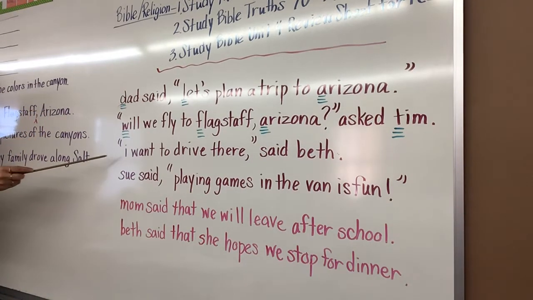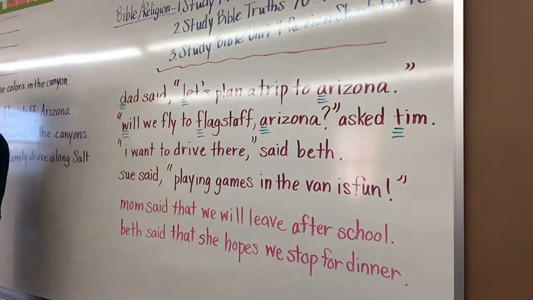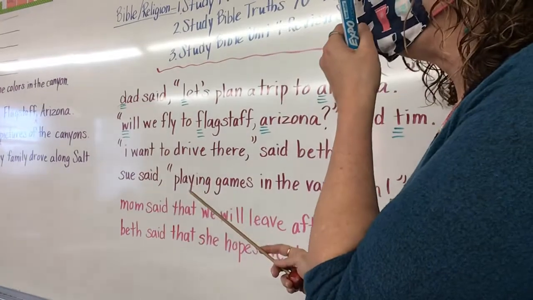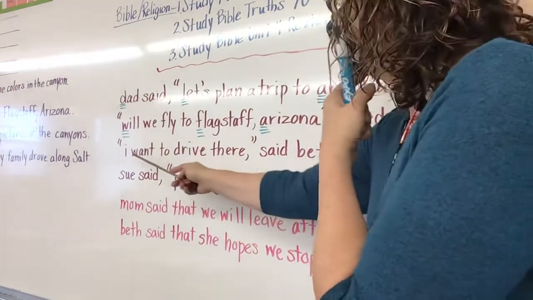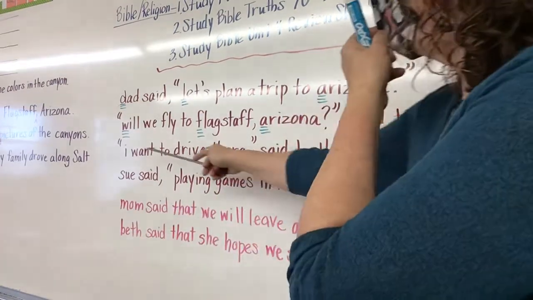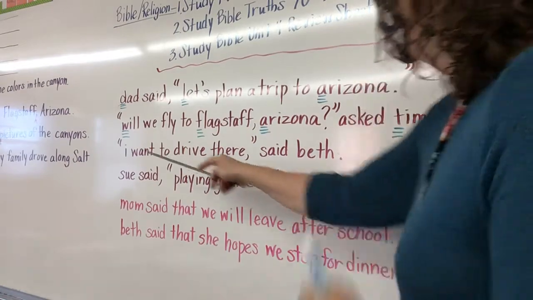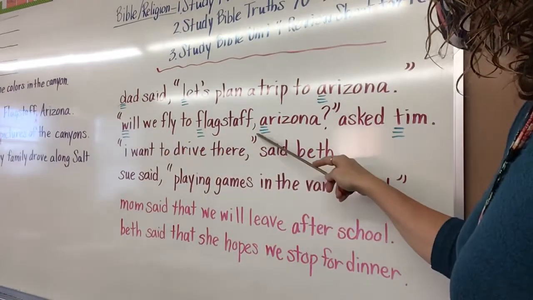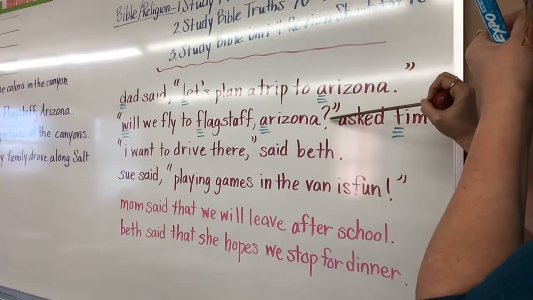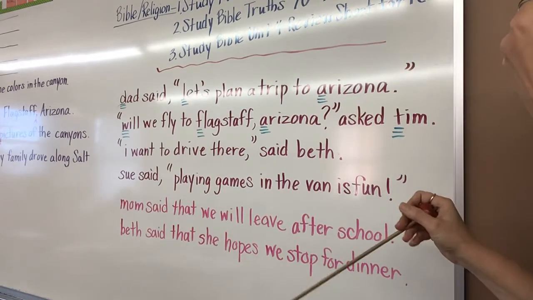Let's read the next one. "I want to drive there," said Beth. All right, this time, look at it, please. This time, this quotation is not a question. It's just declarative. So when it is just declarative, you don't put a period, you put a comma. So you have the quotation mark, comma, quotation mark, and then another period. You only have to put the ending punctuation when it's not a period.